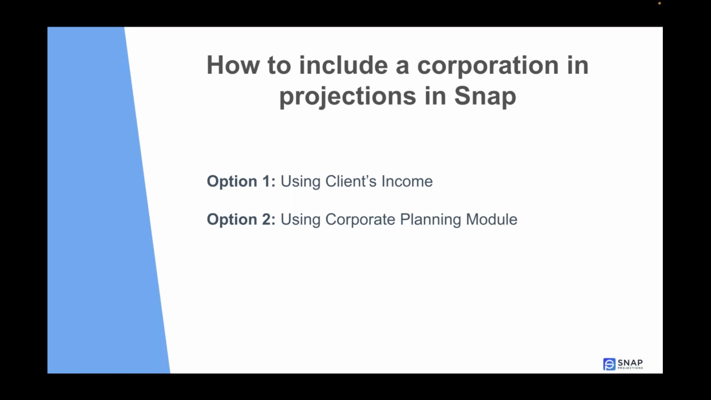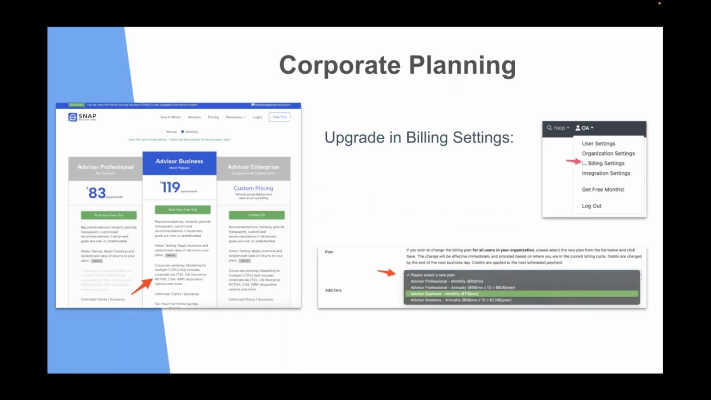But if your scenario is more complex than that, we highly encourage you to use our special corporate planning module, and I will go into details here. I must mention that for this corporate planning, it's only available under Advisor Business subscription. So if you're on Advisor Professional, you can upgrade your plan in the billing settings. But anyway, first, let's take a look at the option that is available to you at no additional cost, even on an Advisor Professional plan.